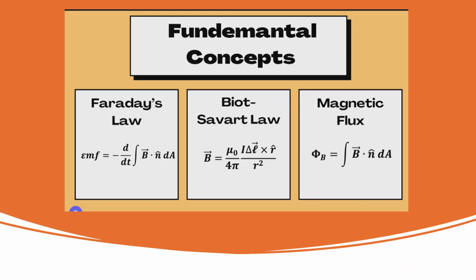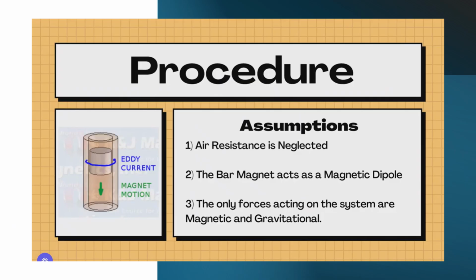And then finally, this fundamental concept is magnetic flux, which states that the flux is equal to the integral of the magnetic field times the normal vector times the derivative of the area of the surface that the field is pushing through. For the procedure, we assumed three things. One, air resistance is neglected. Two, the bar magnet acts as a perfect magnetic dipole with the north side facing up. And three, the only forces acting on the system are magnetic and gravitational.